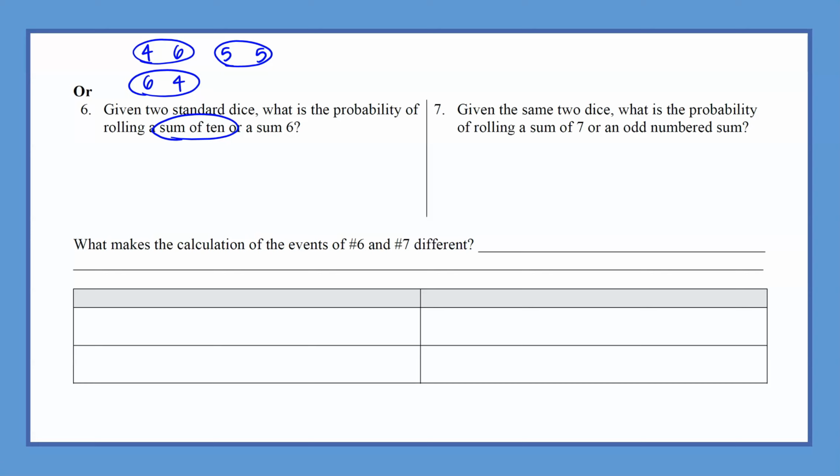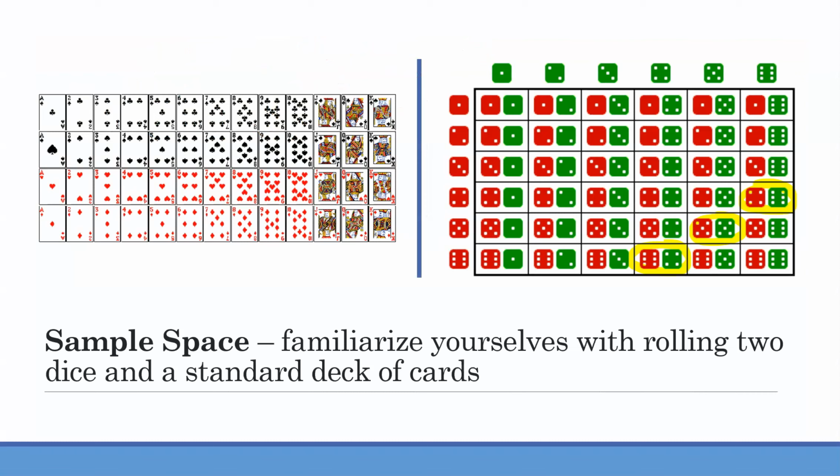How many different ways can we get a sum of 6? I can get a 1 on the first die, a 5 on the second die, or a 5 and a 1, or a 3 and a 3, a 4 and a 2, or a 2 and a 4. So there are 1, 2, 3, 4, 5 different ways I can get a sum of 6. Going back to my sample space of rolling 2 dice, I see that here as well. A 5 and a 1, a 4 and a 2, 3, 3, 2, 4, or 1, 5.